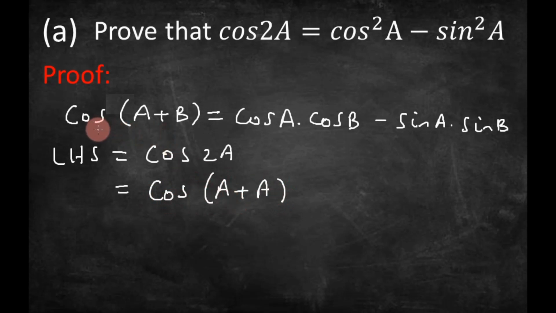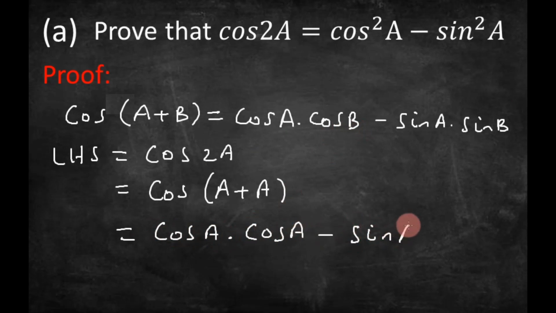Then, using the expansion for cos A plus B, we can replace each B with an A. So it's going to be the cos of A times the cos of A less the sine of A times the sine of A. And this, of course, is equal to cos squared A. So cos A times cos A gives us cos squared A less sine squared A.